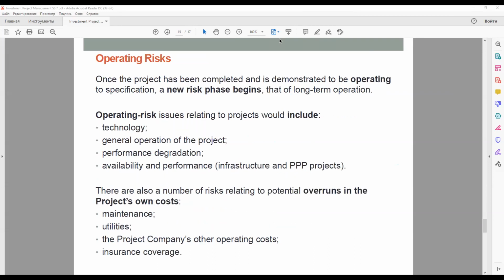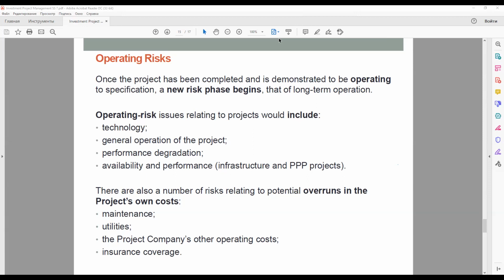Just a few words about the operating risk. This slide will be the last for today. So once the project has been completed and demonstrated to be operating to specification, a new risk phase begins, that of long-term operation. Even if the project company has hedged many of its risks through a project agreement, some level of operating risk is likely to be left with the project company, and therefore this aspect of risks and their cost consequences are closely reviewed.